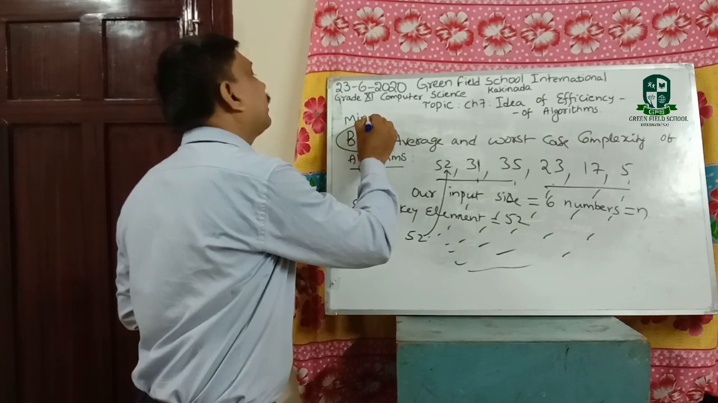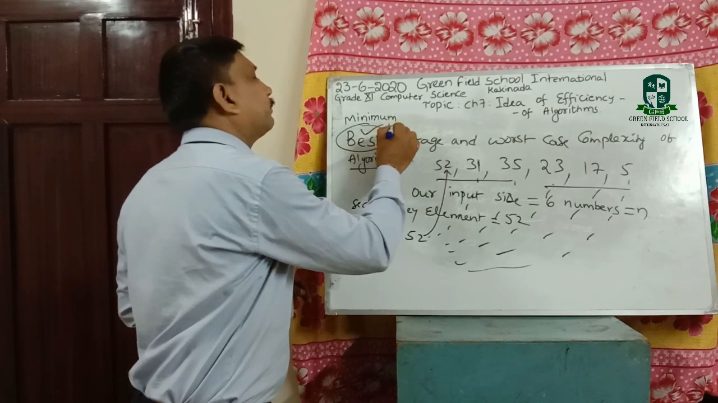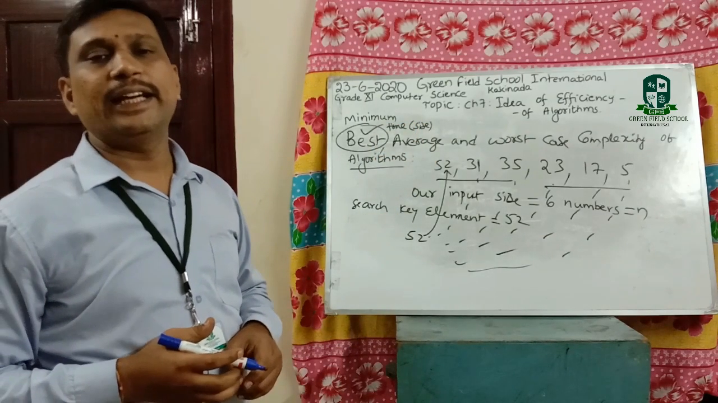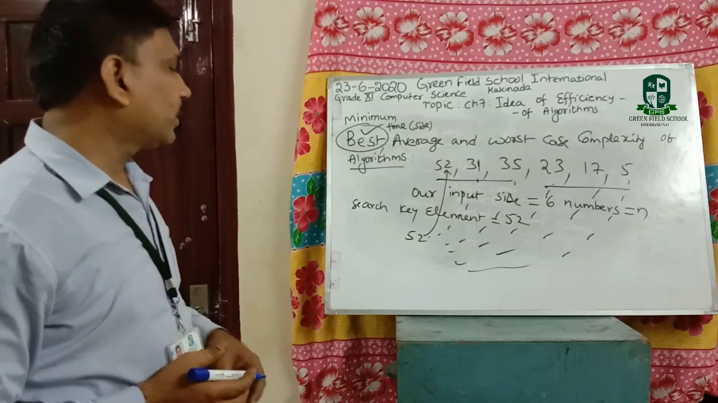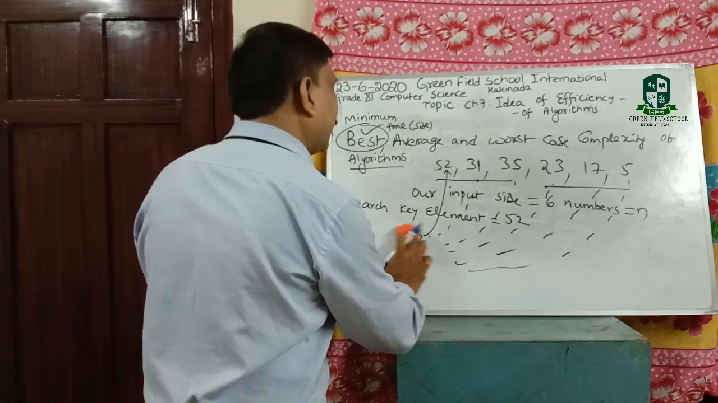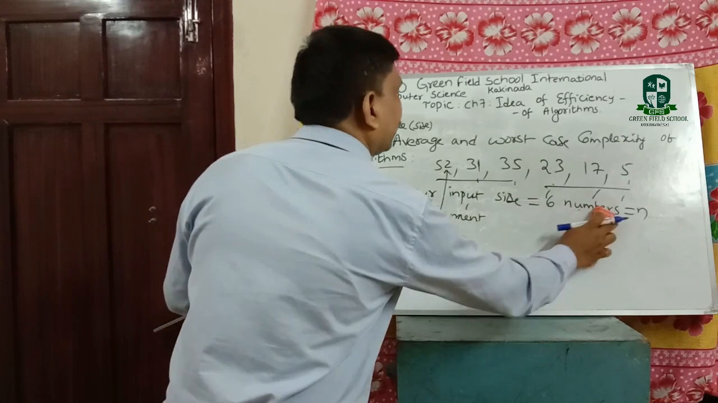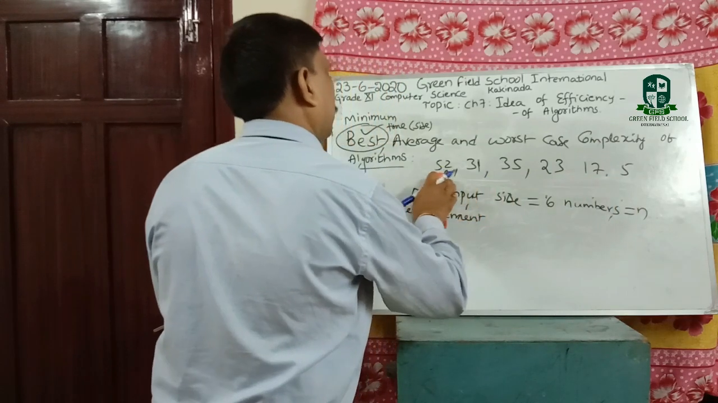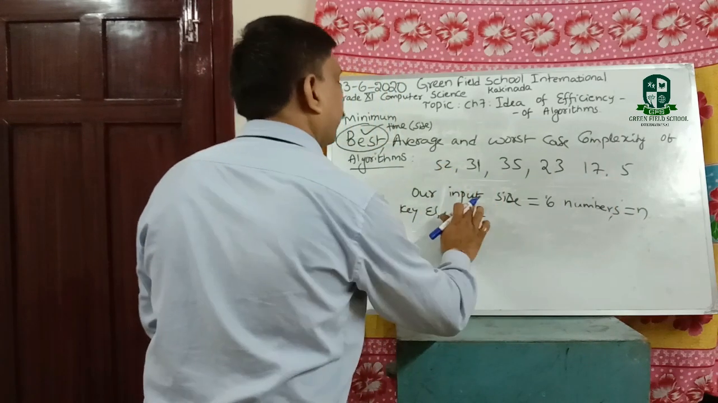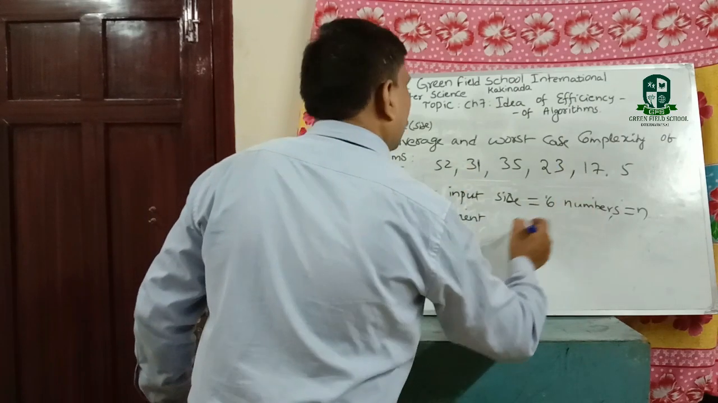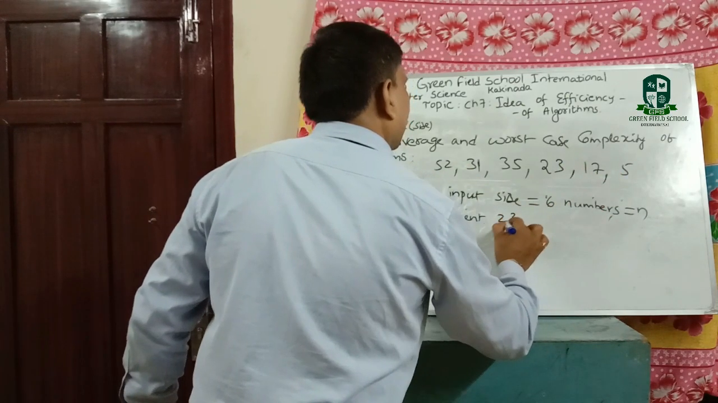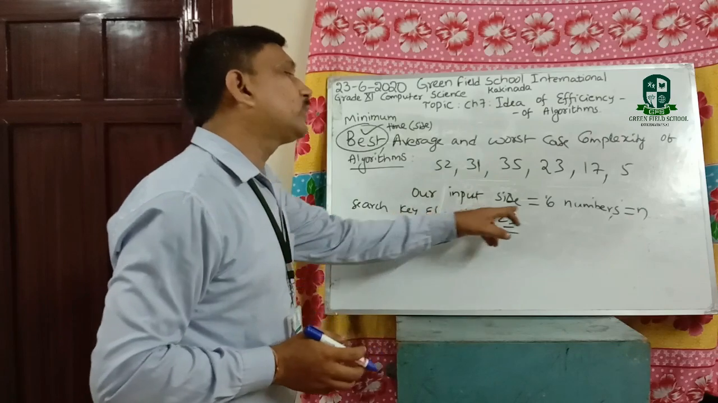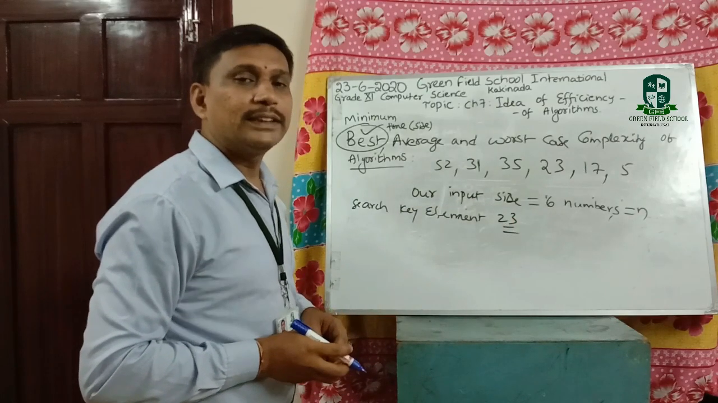So here we consider minimum time or size. For example, I am searching for a key element that is not 52. See, I am searching for 23. My search key element is 23. First I compare the key element; our input size is 6 numbers, n is equal to 6.